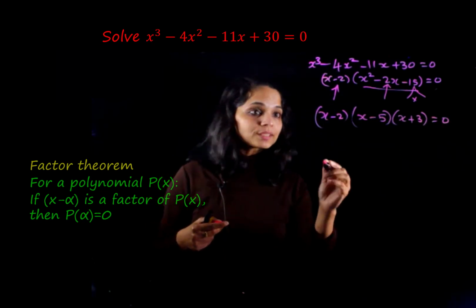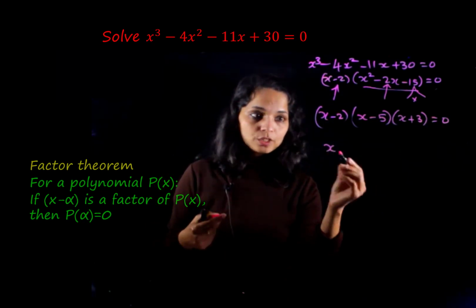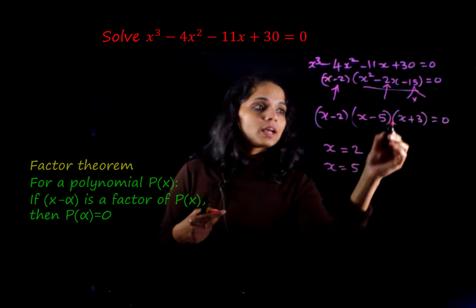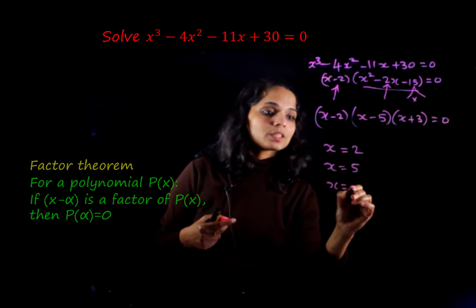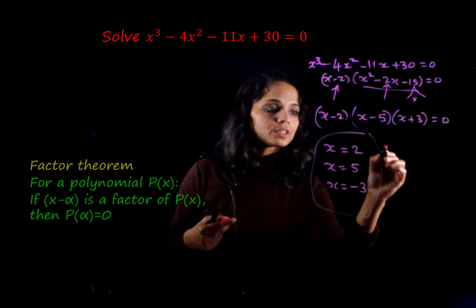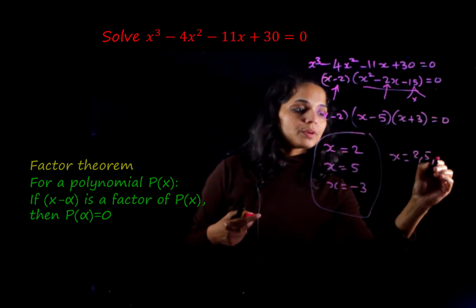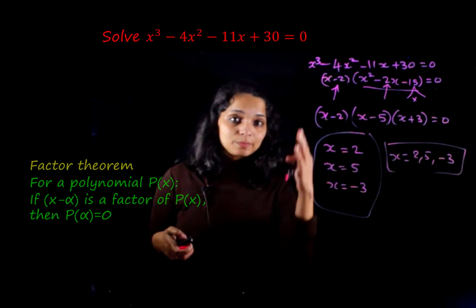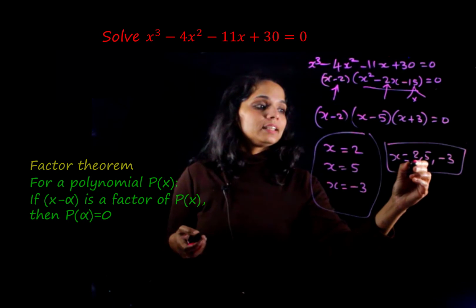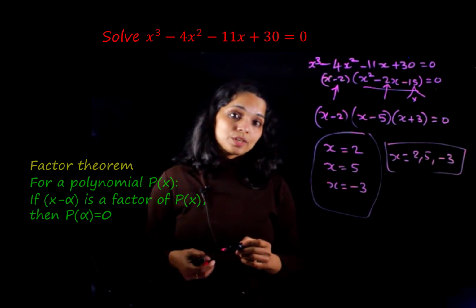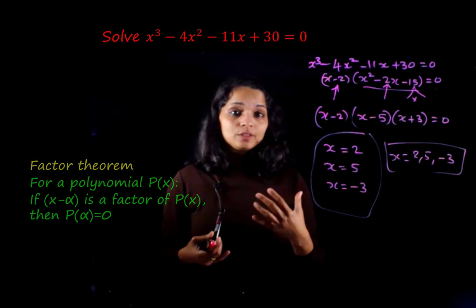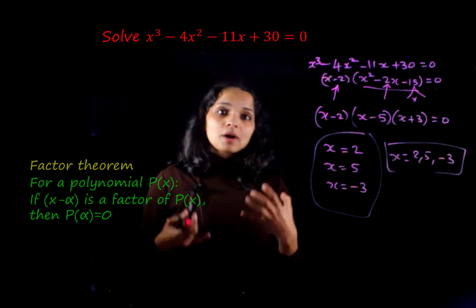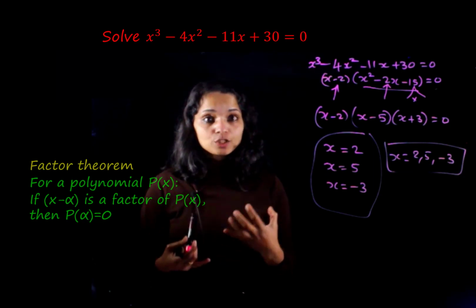Now using the null factor law, we can say x minus 2 equals 0, or x equals 2; x minus 5 equals 0, or x equals 5; and x plus 3 equals 0, or x equals minus 3. So these are the solutions of x, which are 2, 5 and minus 3. Again, these are real solutions, or the x-intercepts where the curve cuts the x-axis, at these three points: 2, 5 and minus 3. Now that we have covered three examples, there are plenty of other examples which you can try to master solving cubic equations.